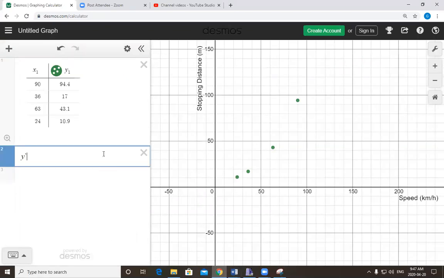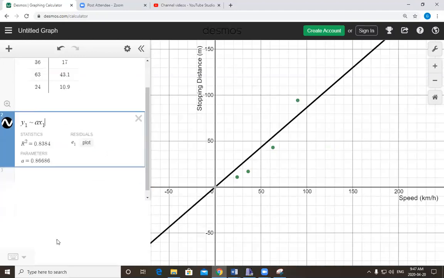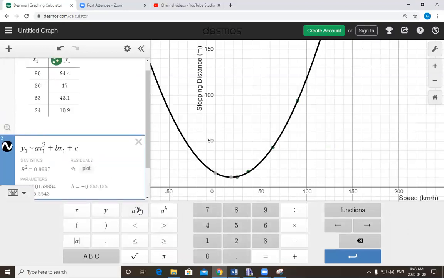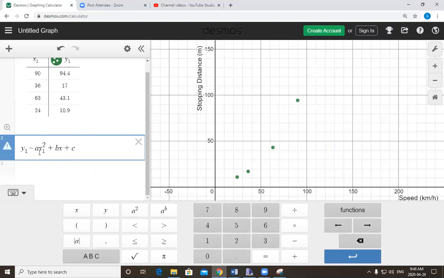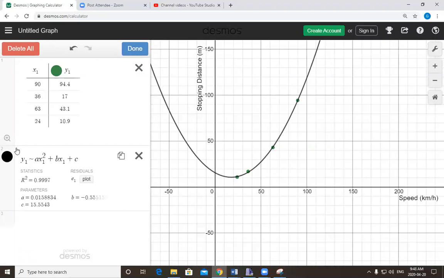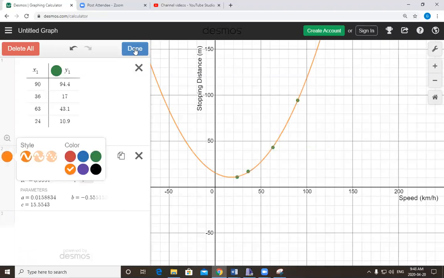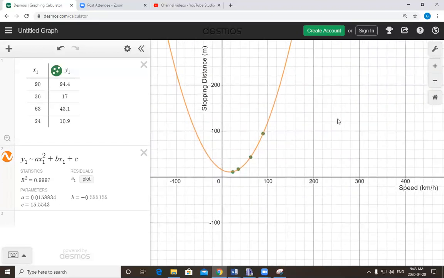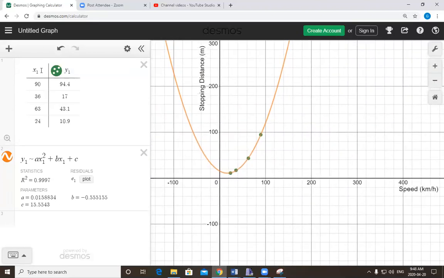Okay, so we have to get the quadratic regression function. So we're going to type y1 tilde ax1 squared plus bx1 plus c. Just note as well, if you forget to type the 1, it won't work. When you do a regression analysis, you have to type in x1 and y1. There we go. Okay, so now we have our regression model.